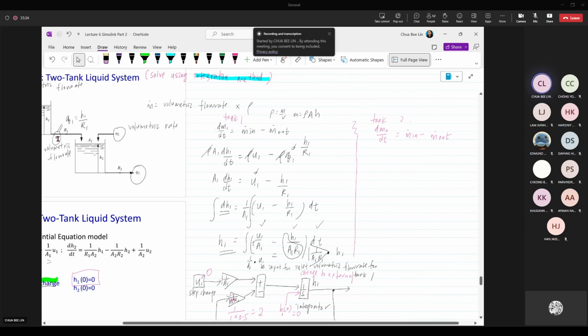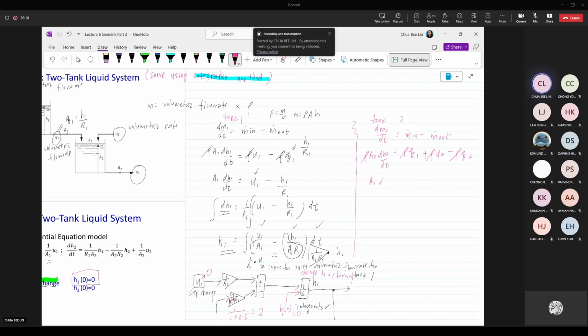The one going in is your Q1, so you'll be having rho Q1 minus rho. The one going out is your Q2. And you have another inlet over here, which is your U2, so it's plus rho U2. There are two inlets going in, then minus rho, one exit, so Q2. Okay, expand this one, rho A2 dH2 over dt. Then cancel your density. You'll be having A2 dH2 over dt equivalent to Q1 plus U2 minus Q2.